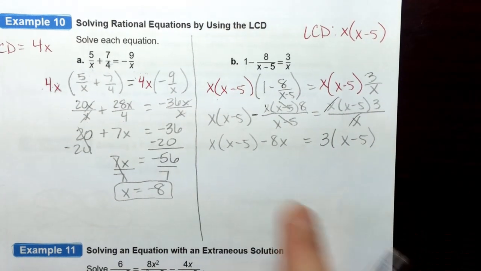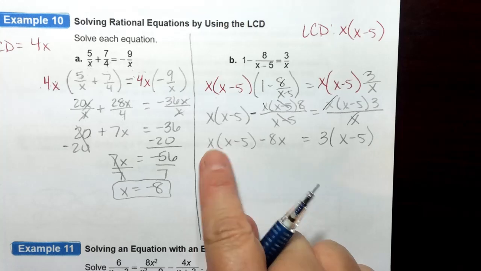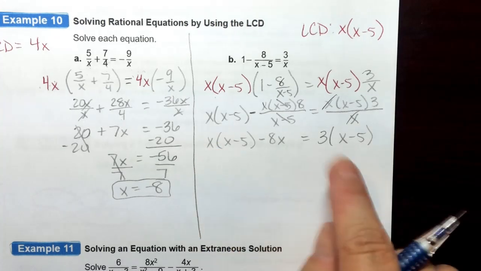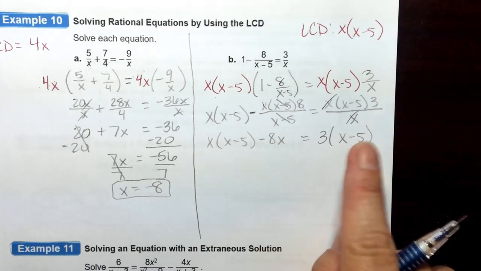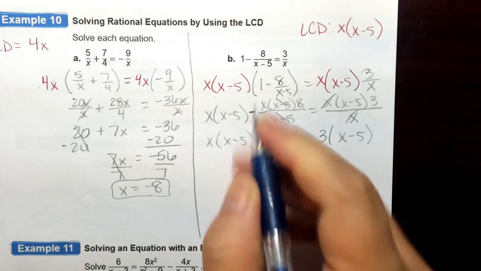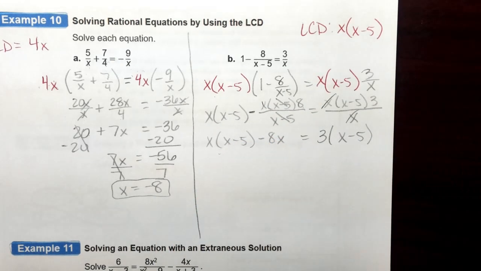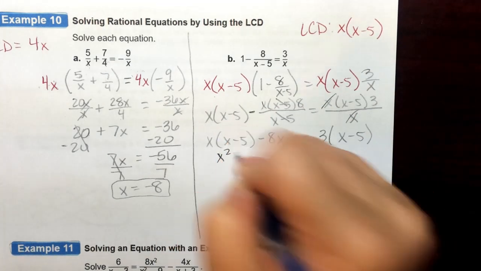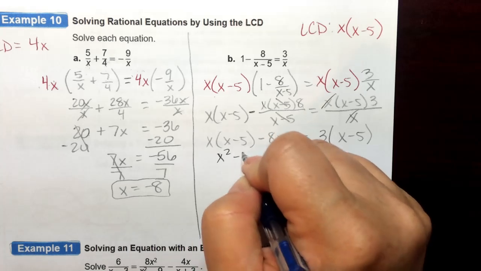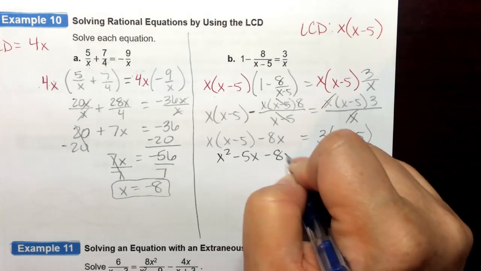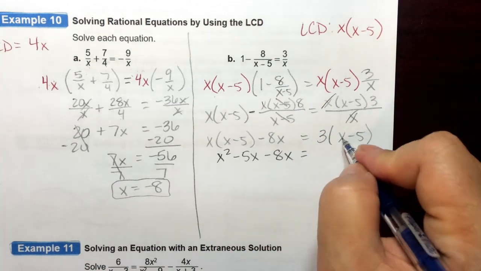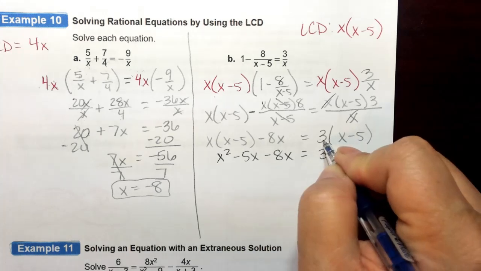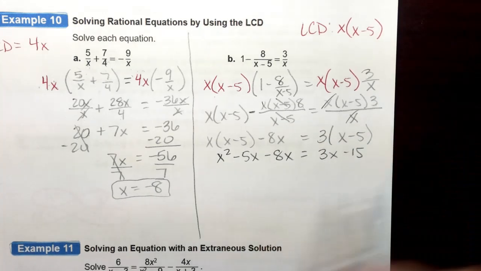All right, so now we're going to simplify. So how do we simplify? Well, first we need to distribute here. We need to distribute here, and then we'll go from there. All right, so x times x gives us x squared. X times negative 5, negative 5x, and then we have a negative 8x. And then on this side we have 3 times x gives us 3x, 3 times 5 gives us negative 15.